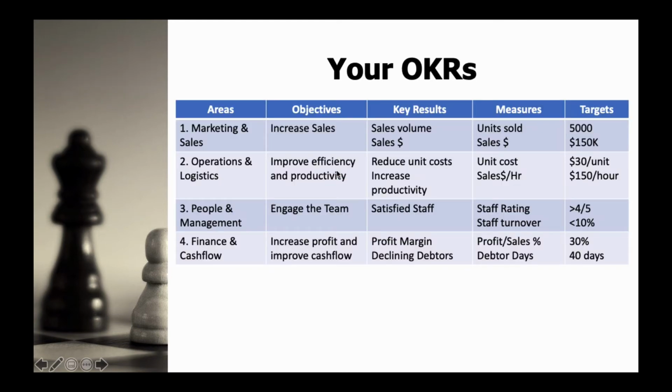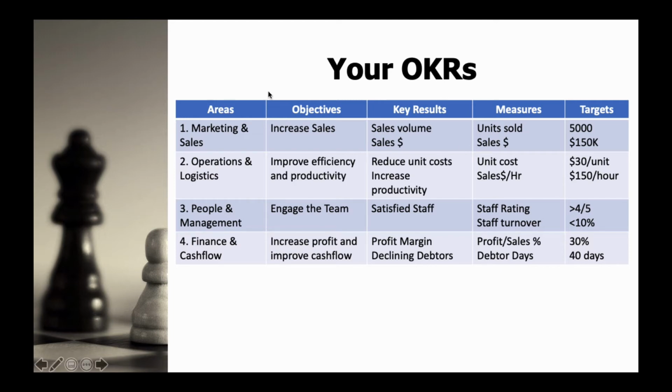So here's an example of what your OKRs look like. The 4 areas I want you to think about: marketing and sales, operations and logistics, people and management, and finance and cash flow. Now, you may have another one you want to put in there. It could be an export one or something else. But pick 4 key areas of your business, and I like these 4 because they cover growth of the business, efficiency and productivity, people and management, and then making sure we've got the finance and cash flow stuff right. So 4 areas.